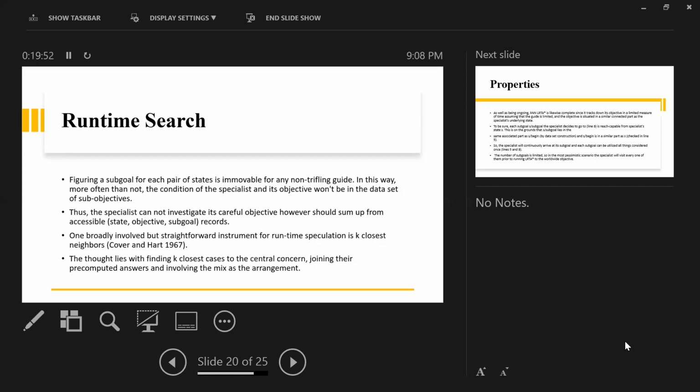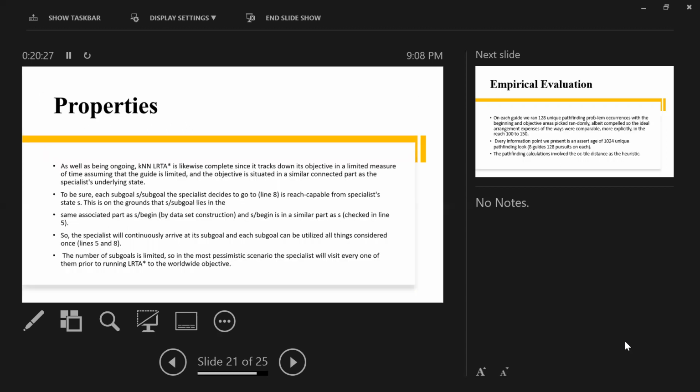So the third point is one broadly involved but straightforward instrument for runtime speculation, which is K closest neighbors. And we can also say closest neighbors too. And this can be found in a paper by Cover and Hart in 1967. The thought lies with finding K closest cases to the central concern, joining their pre-computed answers involving the mix as the arrangement. Next, the fourth one is properties.